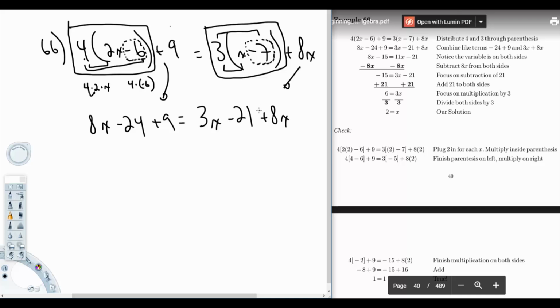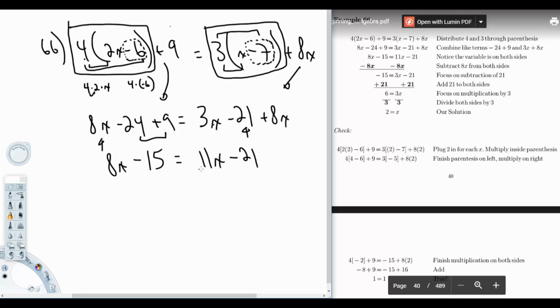And now we combine like terms, right? So here we've got x all alone, so we don't touch that. Here we have 2 numbers, we can do that. Minus 24 plus 9 equals minus 15 equals. Here I have 1 number, it's all alone, and here I have an x and I have an x, so I can combine these. 3x plus 8x equals 11x minus 21.